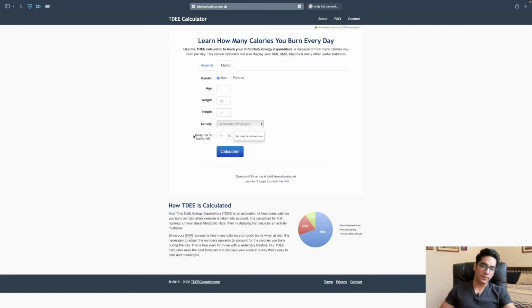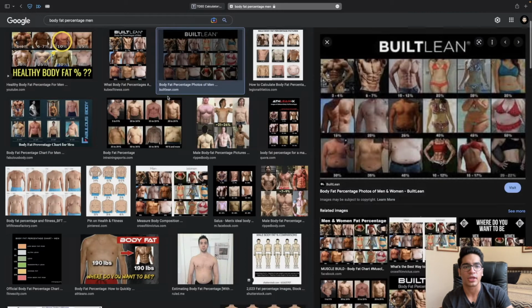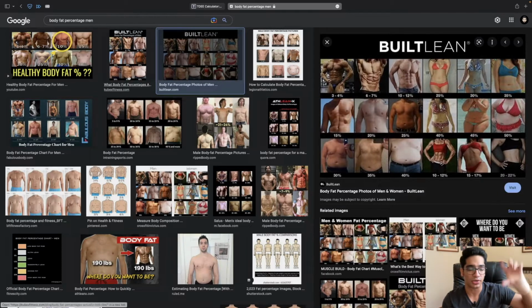Okay. I think the rest of them are self-explanatory, but let me help you out a little bit with your body fat percentage. What I want you to do now is open up Google Images and search body fat percentage men. Open up the first picture that you see. There should be "built, lean" written on top of that.